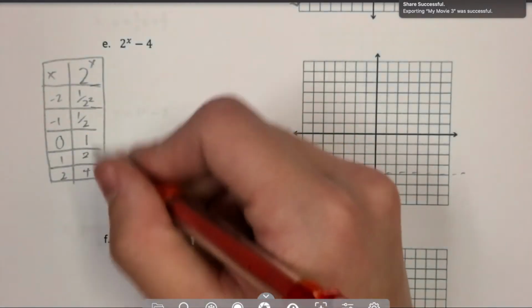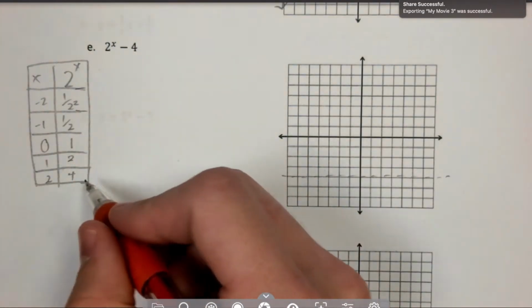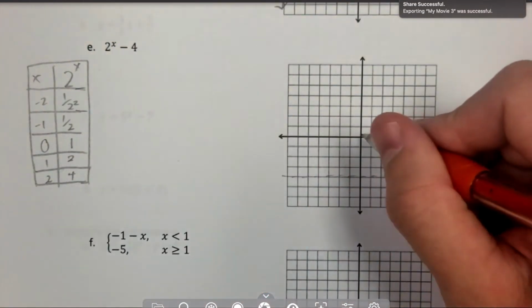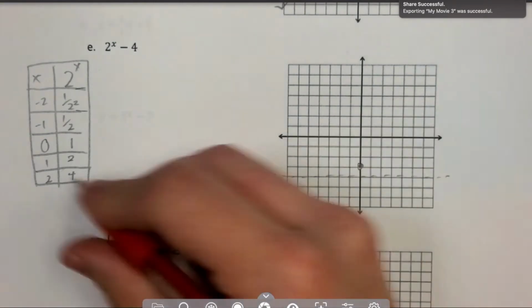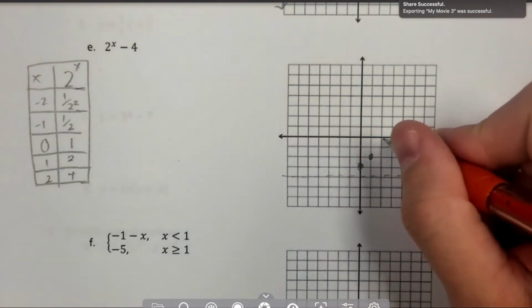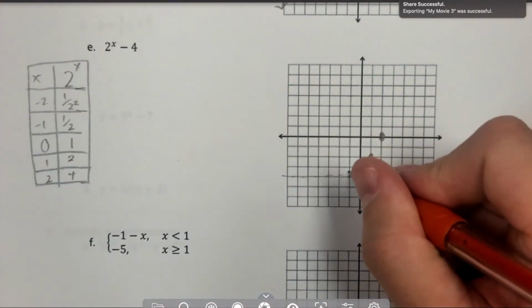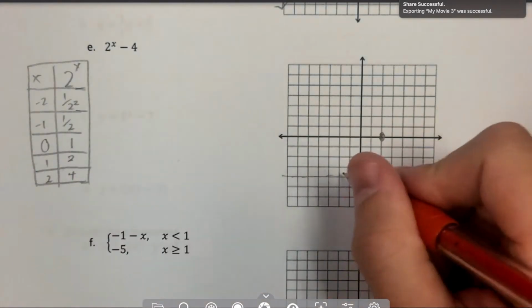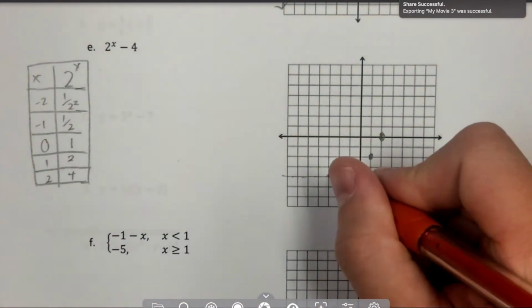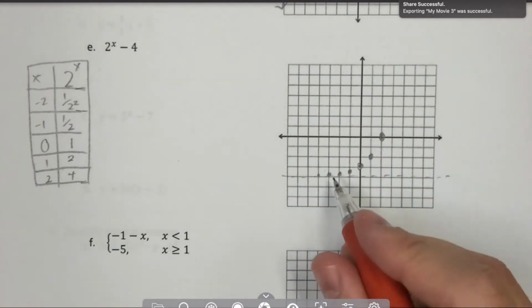All right, now these are before I subtract the 4 from it, so let's see what happens. When I subtract 4 from all these, let's see here. At 0, I'd be at negative 3. At 1, I'd be at negative 2. At 2, I'd be at 0. All right, now at negative 1, I'd be at negative 3.5. Here I'd be at negative 3.25. Here I'd be at negative 3.125. Or other way around, I'm not saying that quite right.